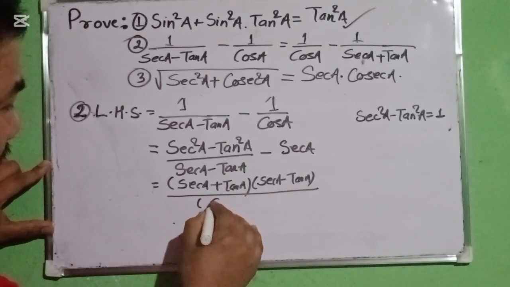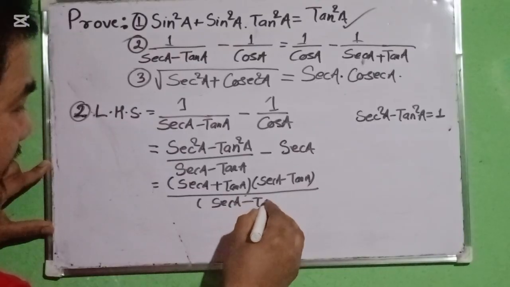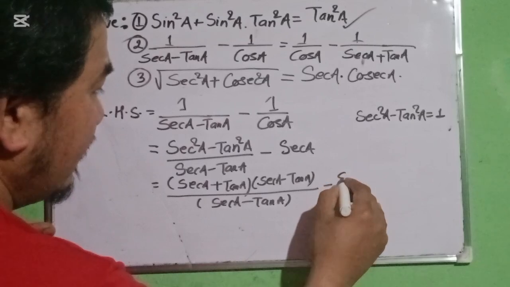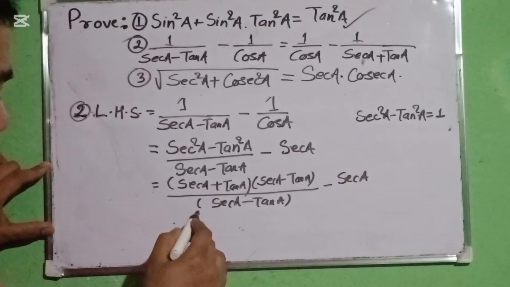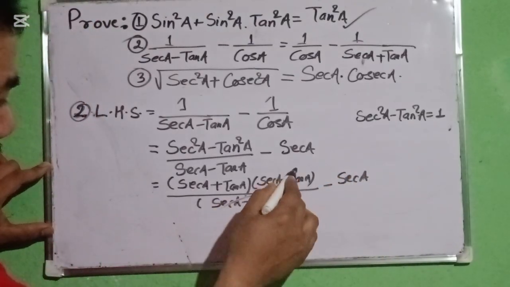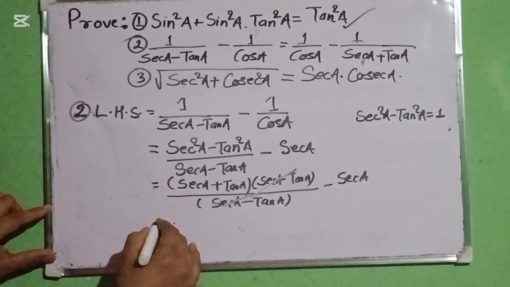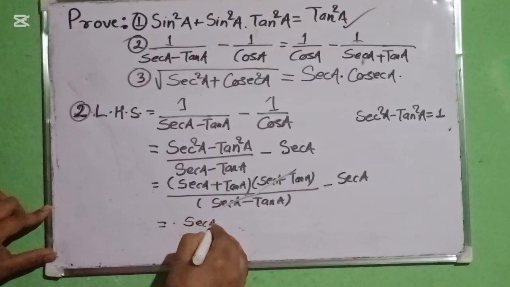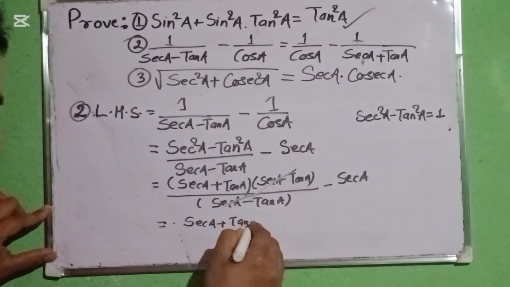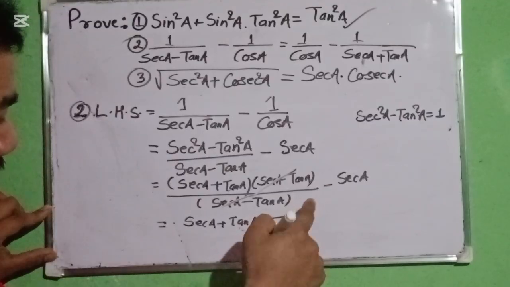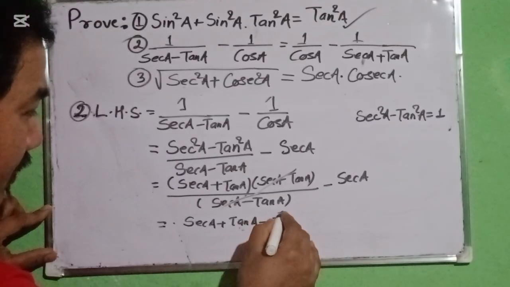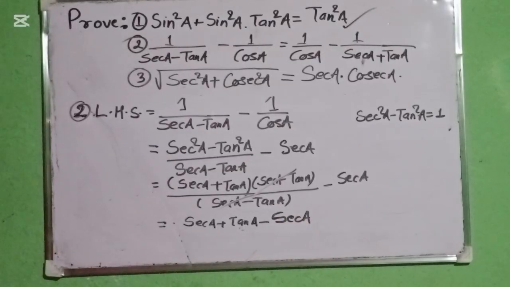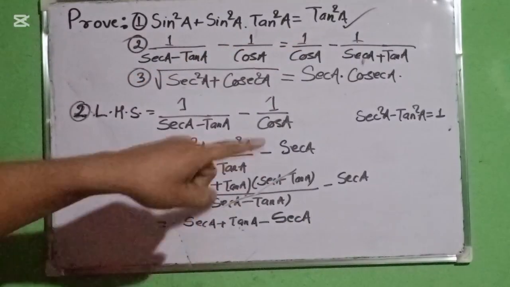And upon that there will be sec A minus tan A, and minus sec A. Then we can cancel the same factor. Look at this: sec A minus tan A cancels. Then remaining here is sec A plus tan A minus sec A. Now look here, our aim is to bring 1 by cos A minus 1 by sec A plus tan A.